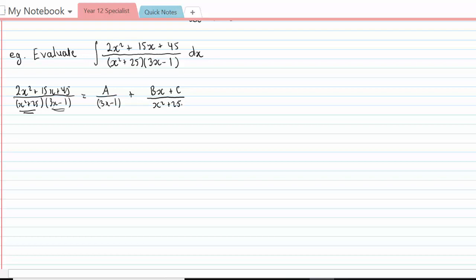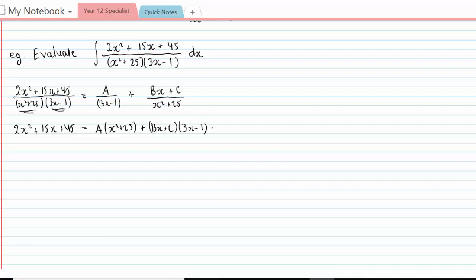Now, if I make a common denominator here, by multiplying each fraction by the denominator of the other, then I can say that 2x squared plus 15x plus 45 is going to be equal to a times x squared plus 25 plus bx plus c multiplied by 3x minus 1. And from here we just need to figure out what a, b and c are.